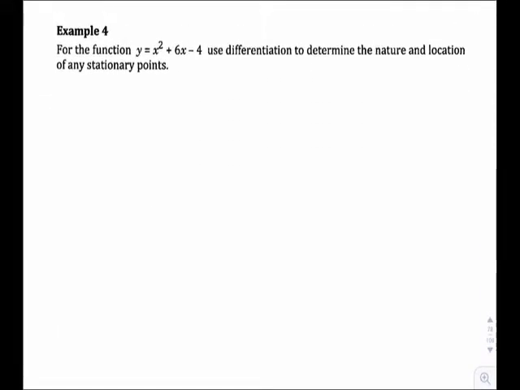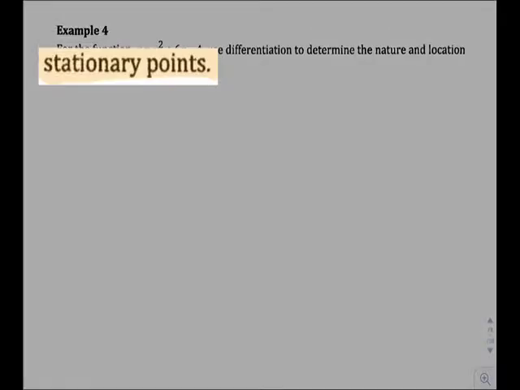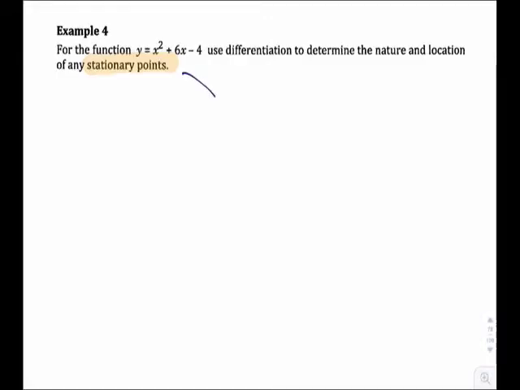Let's have a look at this example. We've got a function, a quadratic function, and we want to use differentiation to determine the nature and location of any stationary points. Okay, so let's just make sure that we highlight that word stationary points and know that that means where the derivative is equal to 0. That's the definition of what a stationary point is. The derivative is equal to 0.